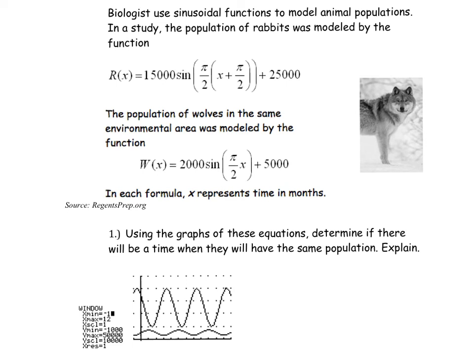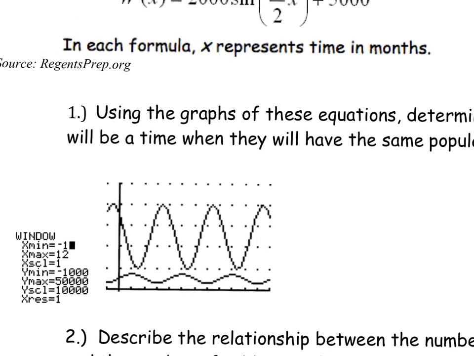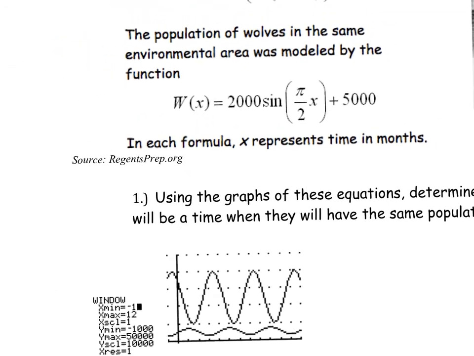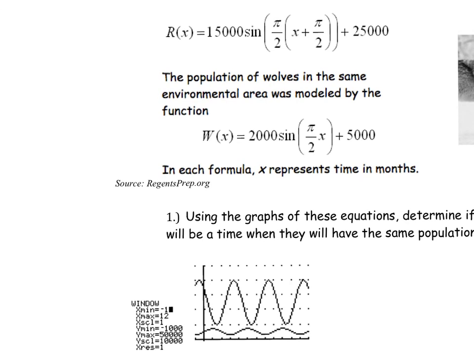So we have the two equations, and then I went ahead and graphed these. And so we need to use the graphs to determine if there will be a time when they will have the same population. Okay, so let's kind of look at this. Let's look at this and the equations too. Okay, so the rabbits have a pretty high initial value there, right? So this is the rabbits.